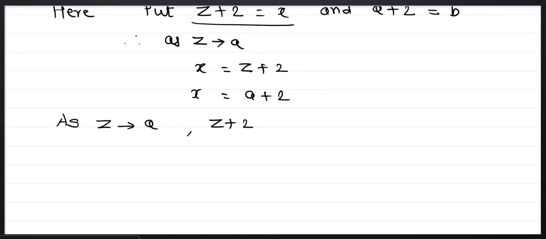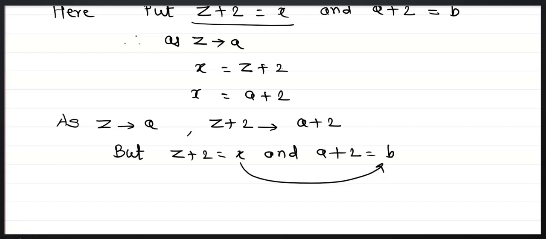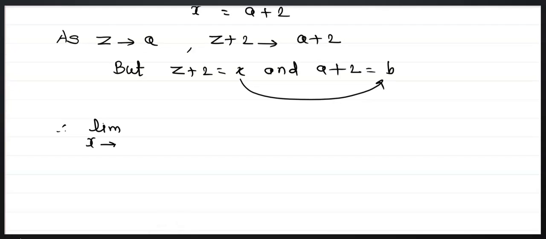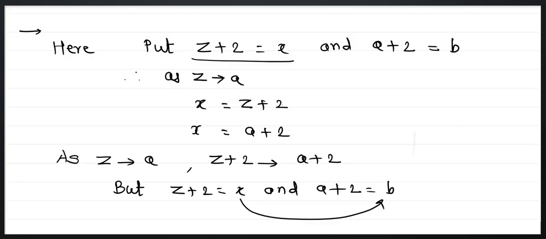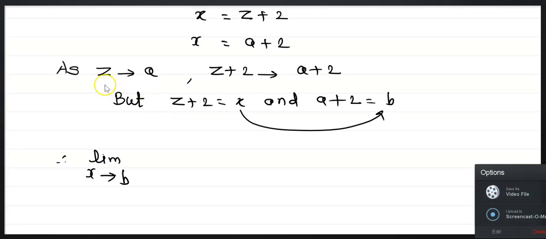As z tends to a, z plus 2 tends to a plus 2. But z plus 2 is therefore x tends to b. This is important. As z tends to a, z plus 2 tends to a plus 2. But what is z plus 2? z plus 2 is equal to x. Therefore x tends to b.